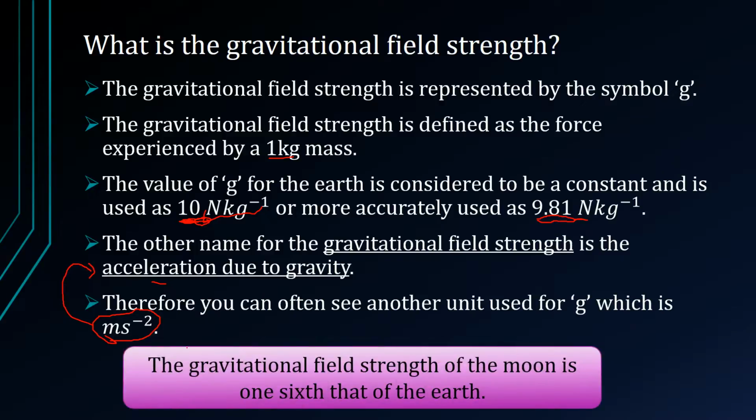Now, on a side note, the gravitational field strength of the moon is 1/6 that of the Earth. So that means if we are using the value of 10 for the gravitational field strength of the Earth, it means divided by 6, and this will be the value for the gravitational field strength of the moon.